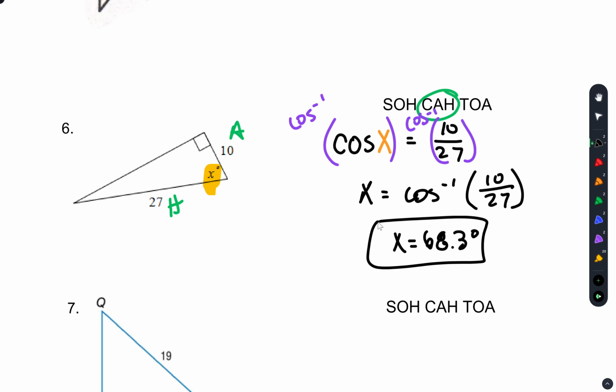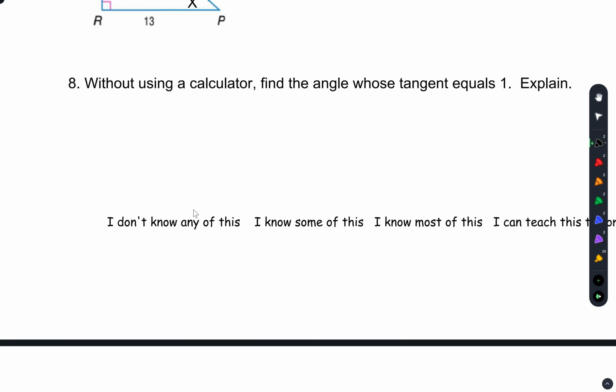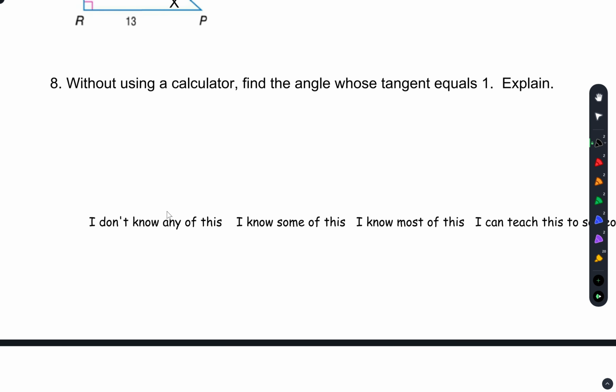Okay, I'm going to do the last one because it's a little bit of a weird word problem here. Number 8 says, without using a calculator, find the angle whose tangent equals 1 and explain. So I have a couple questions about this, actually. How do we do these without a calculator? Here's one of the methods. So let's think about a triangle. I know in this nondescript right triangle that I'm looking for an angle called x. So I'm going to highlight that as x. I want the tangent of that angle x to equal 1.